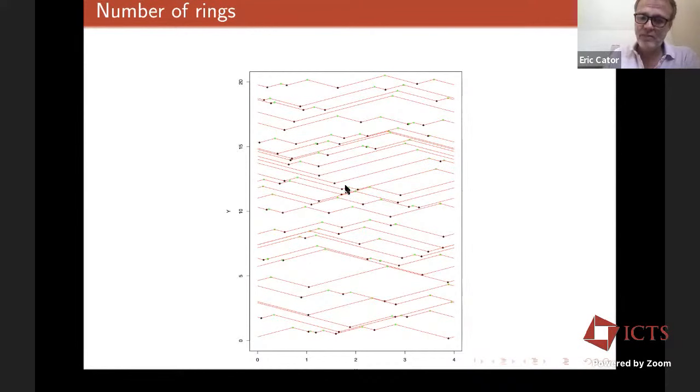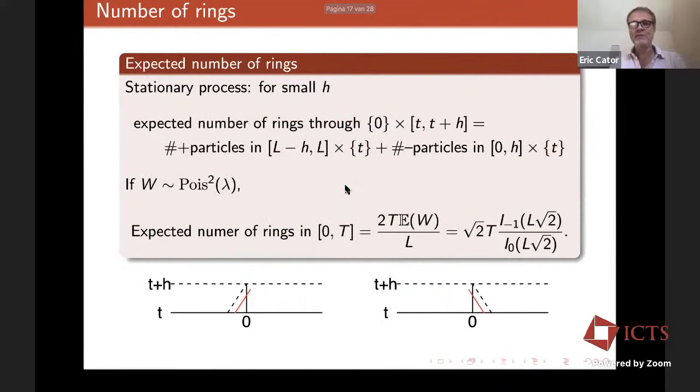Anyway, number of rings. What can we say about that? Well, we can calculate the expected number of rings. So how do we do this? So consider a vertical line piece, let's say through the point 0 and from t to t plus h. So it's a small vertical time piece. And my question is, how many rings do I expect to cross this small time piece?